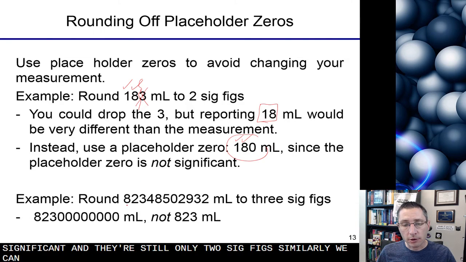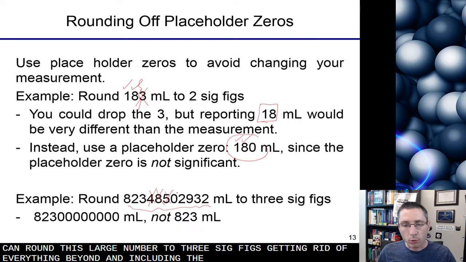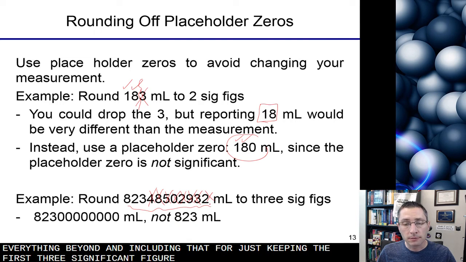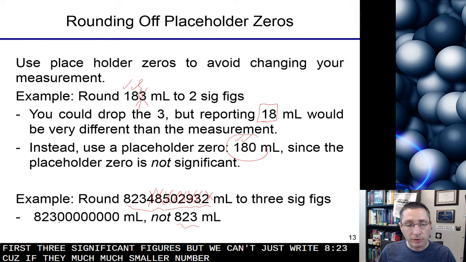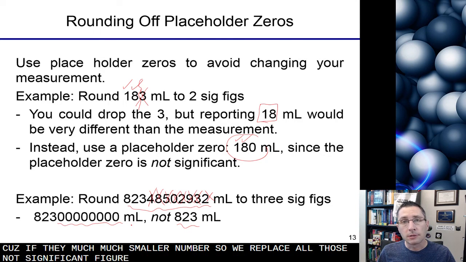Similarly, we can round this large number to 3 sig figs, getting rid of everything beyond and including that 4, just keeping the first 3 significant figures. But we can't just write 823 because that's a much smaller number, so we replace all those non-significant figures with zeros.